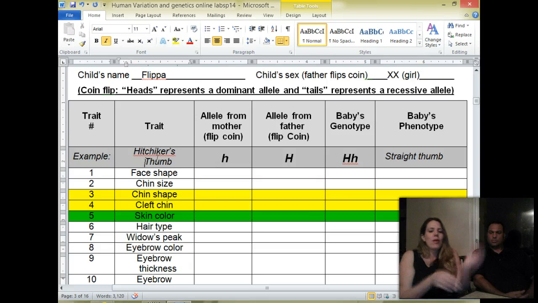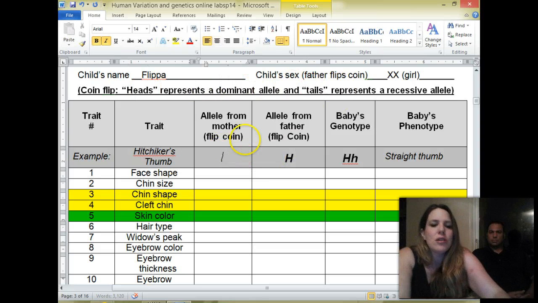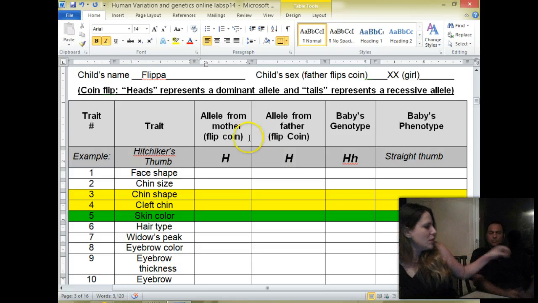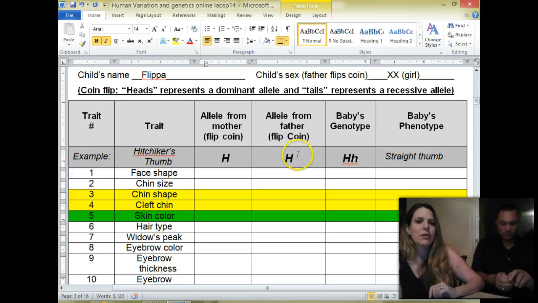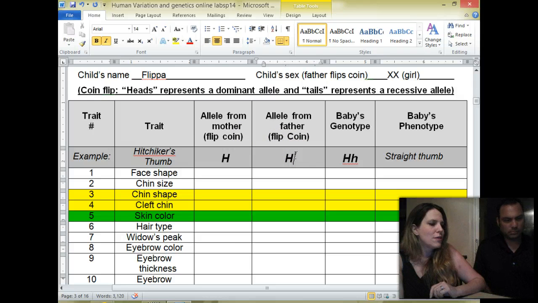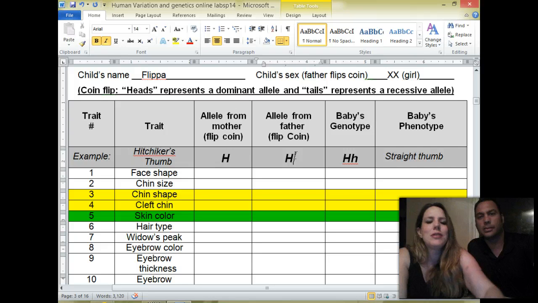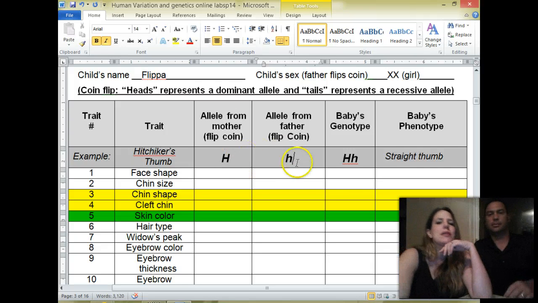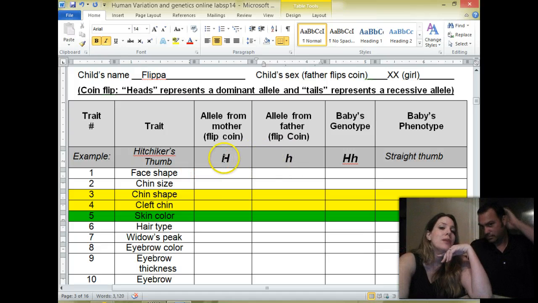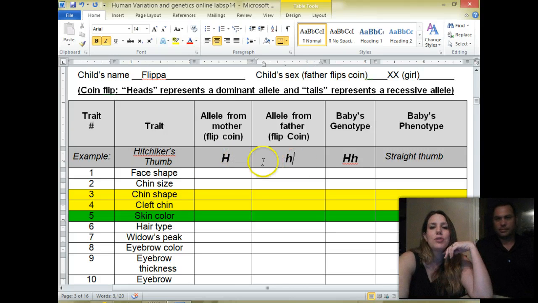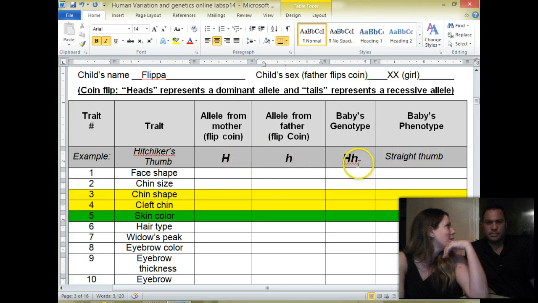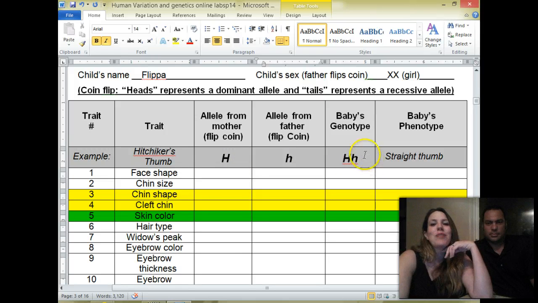So flip. I got heads. That means I donate a dominant allele. So heads represents a dominant allele, tails represents a recessive allele. So I'm going to change this to big H. Daddy, you flip now? That was a bad flip, but there it is anyway. Okay, he got tails, which means he donates a recessive allele. So we're going to represent that as little h. So because I had a big H and he had the little h, we do the hokey pokey and the baby comes out heterozygous, big H, little h.